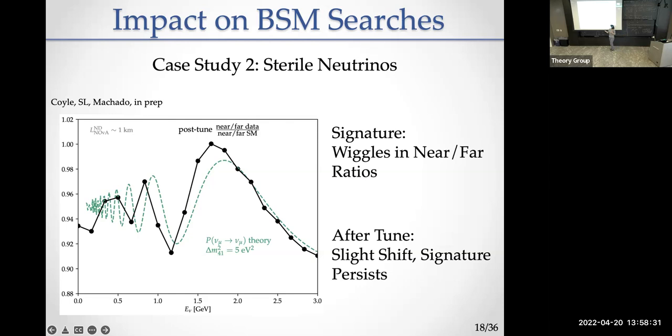So characteristic wiggles show that something interesting is going on. Now with this, you can tune your near detector. After tuning, what you get is the black curve. So after tuning, things are shifted a little bit. But this is not bad, because if you see such characteristic shifts in your detector, you would still realize that something very interesting is going on.